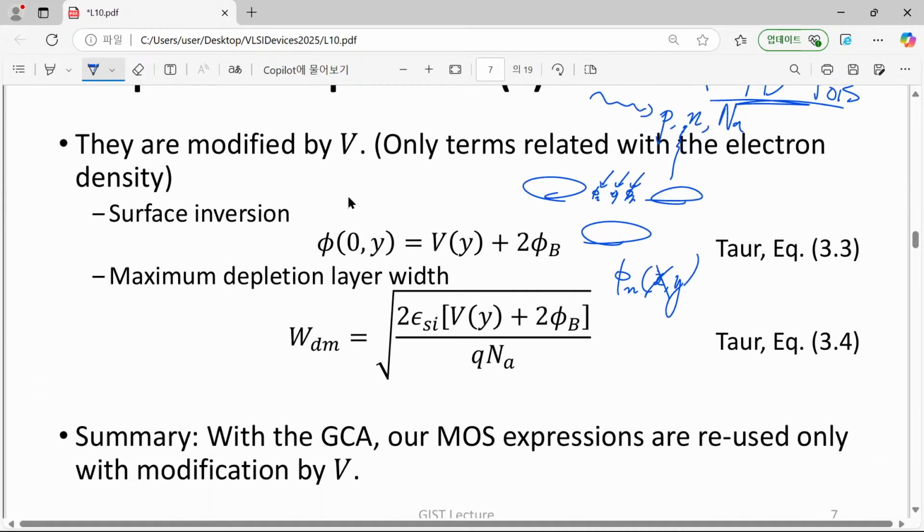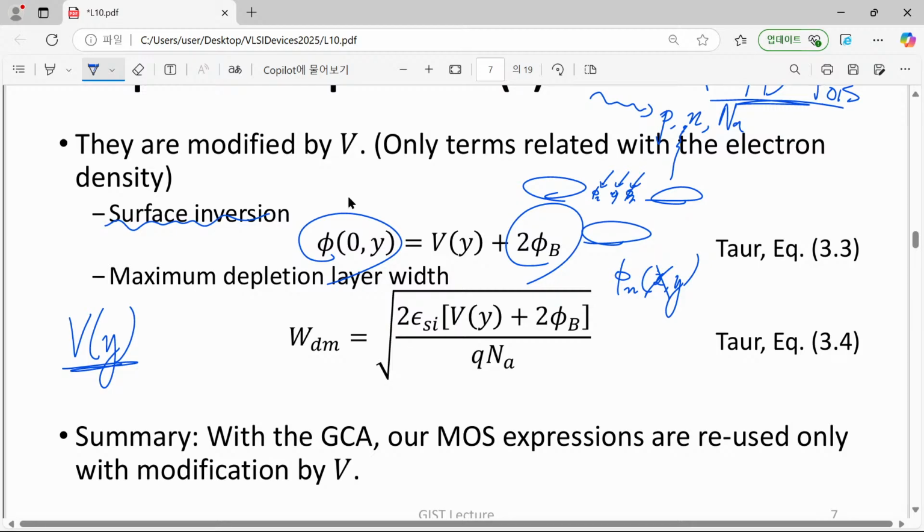So then let me just summarize. What we have done is, although we have introduced some reasonable approximations, the result is quite simple. We can treat each slab of our MOS transistor as just a MOS capacitor, whose electron quasi-Fermi potential is modified by the amount of V sub y. That's it.